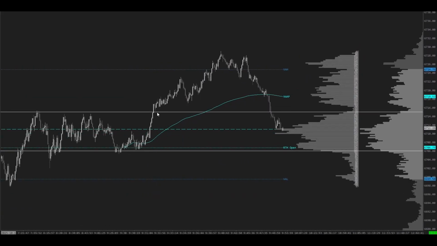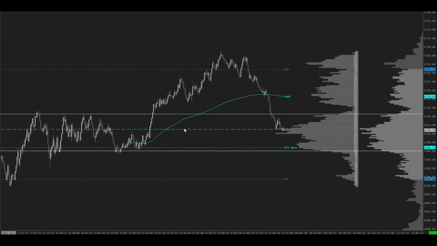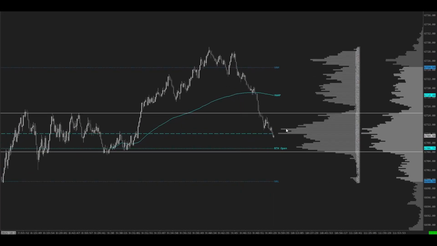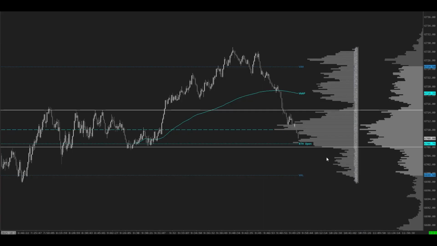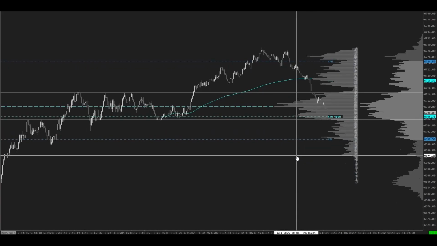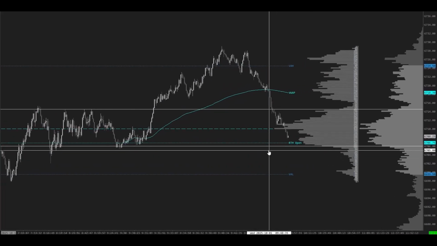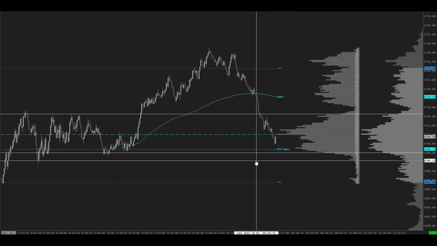Let me actually draw it over here, so we can even draw that. We got these pivot highs here. And it broke out of that, but it's back below it. And on the visible range, we're seeing low volume below the open there. So we want to see them defend that.